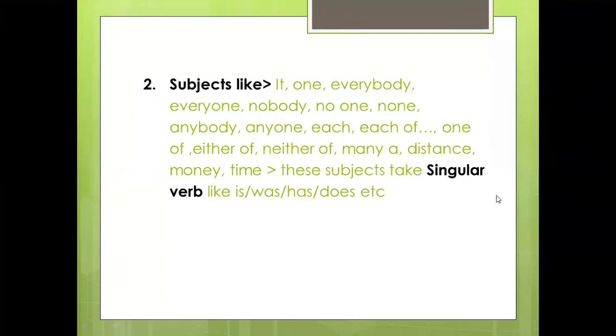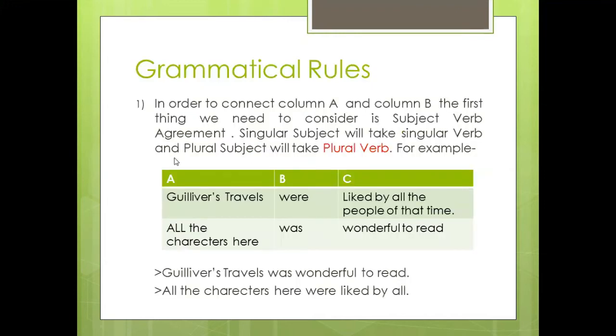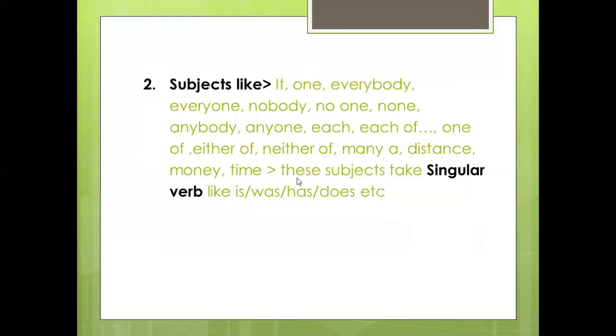Now we will see some subjects which may confuse you, and which verb to connect with them. So subjects like it, one, everybody, everyone, nobody, no one, none, anybody, anyone, each of, one of, either of, neither of, many are, stands, money, time. These subjects take singular verb. That means if you see this type of subjects in column A, then you have to use singular verb in column B. So singular verbs like is, was, has, and does are used with them.